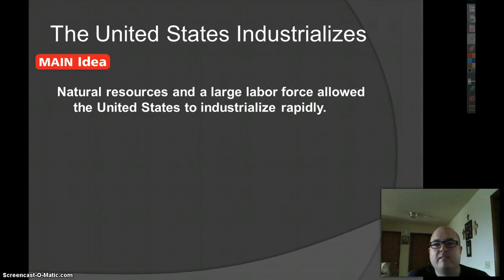Alright. So, here we go. The United States industrializes. First off, like I said, many natural resources, large labor pool thanks to a baby boom and immigration, mainly immigration, which allow America's growth in industry to just rapidly increase after the Civil War.